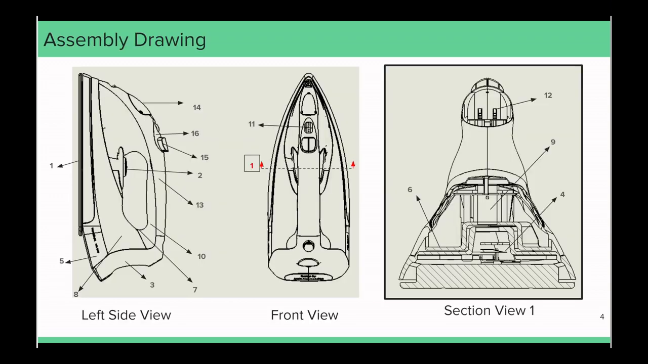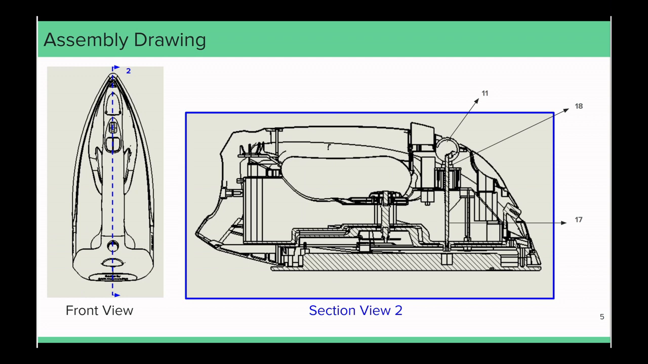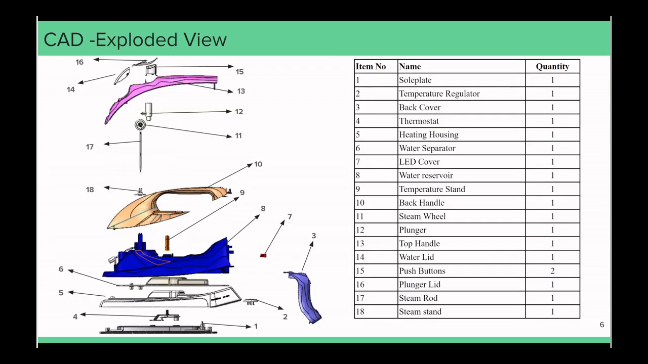This is our assembly CAD drawing. It shows all the parts in their assembled position. We have 18 unique components in this iron. Each part has a quantity of 1 except for push buttons.